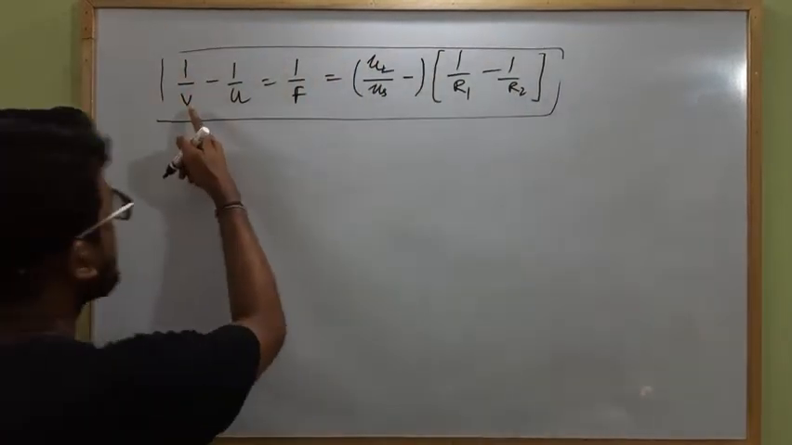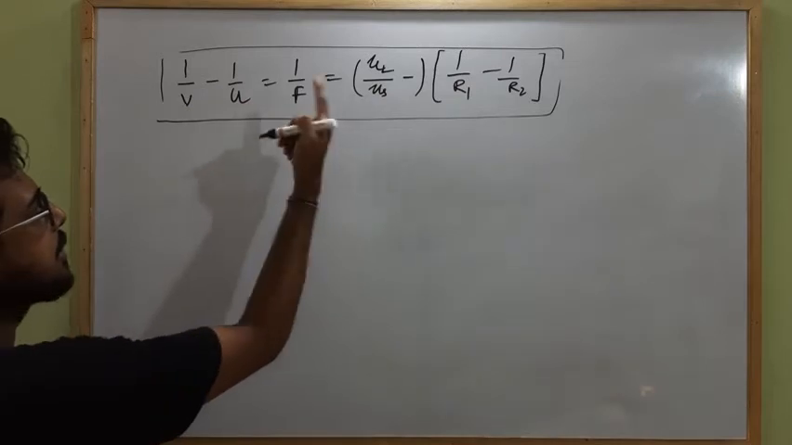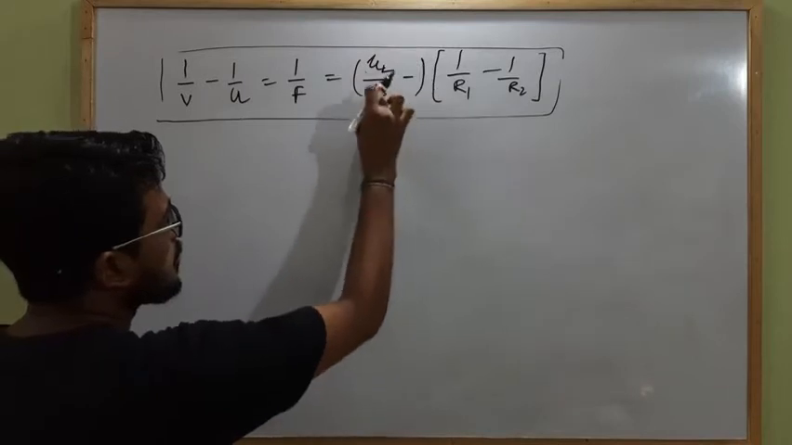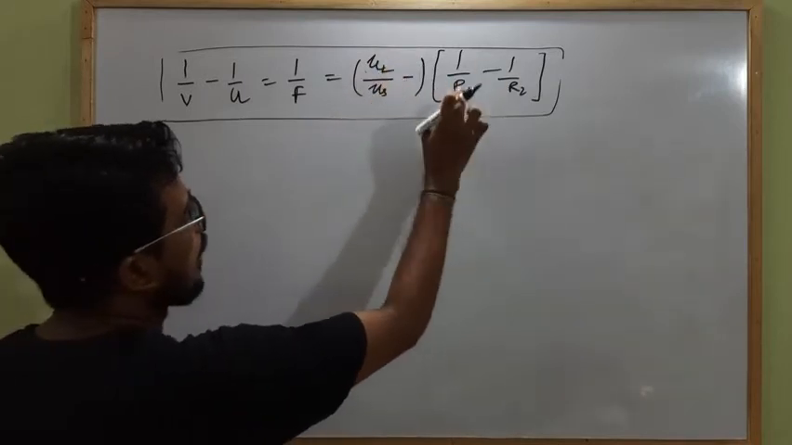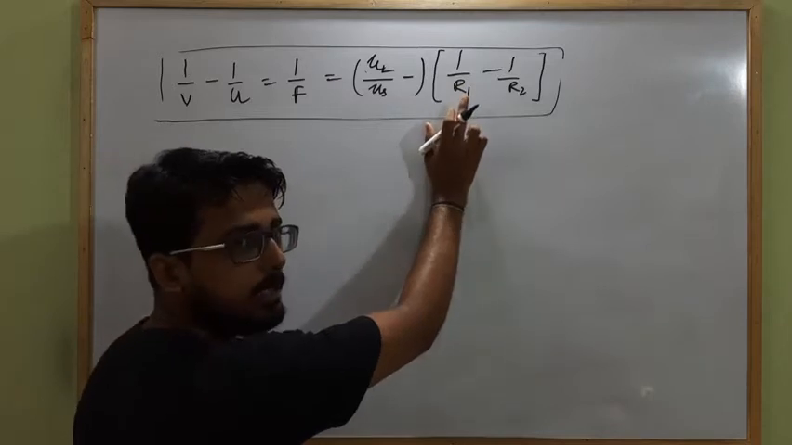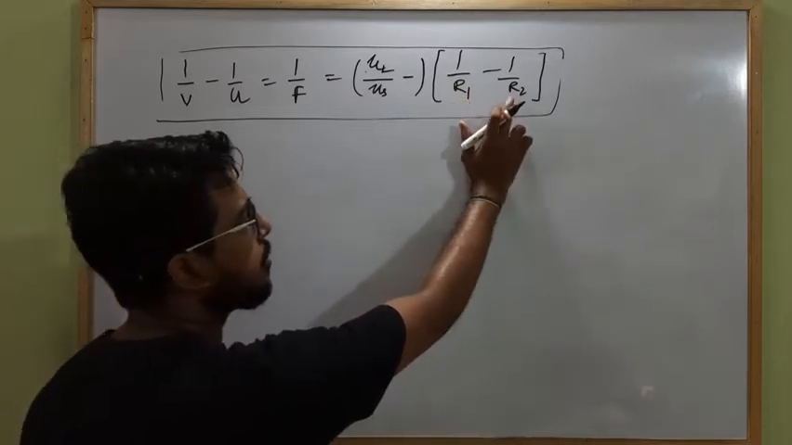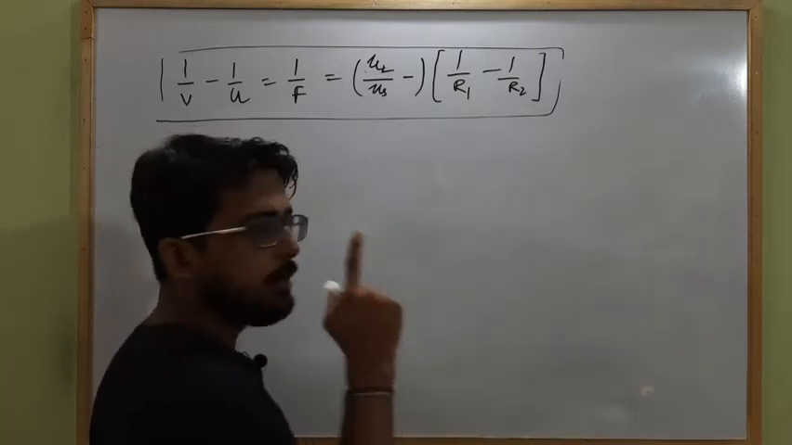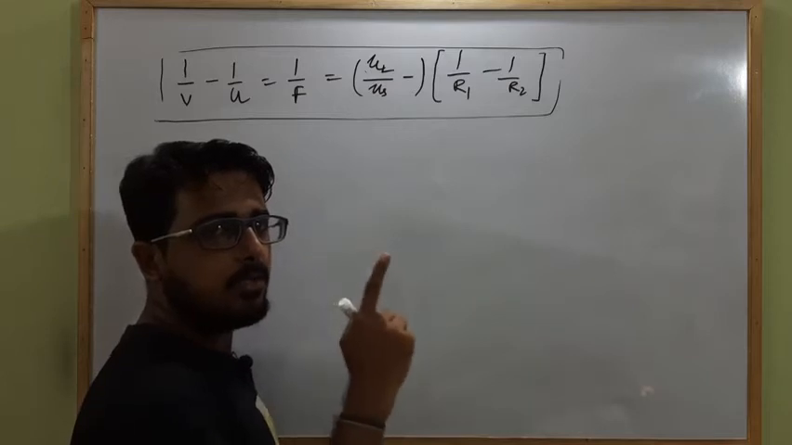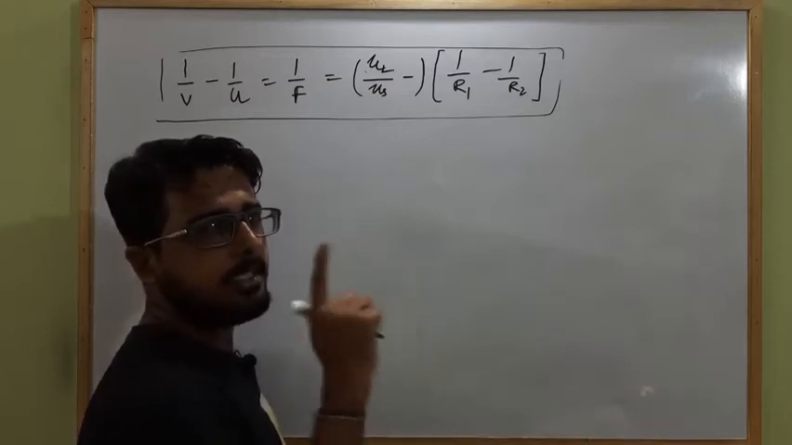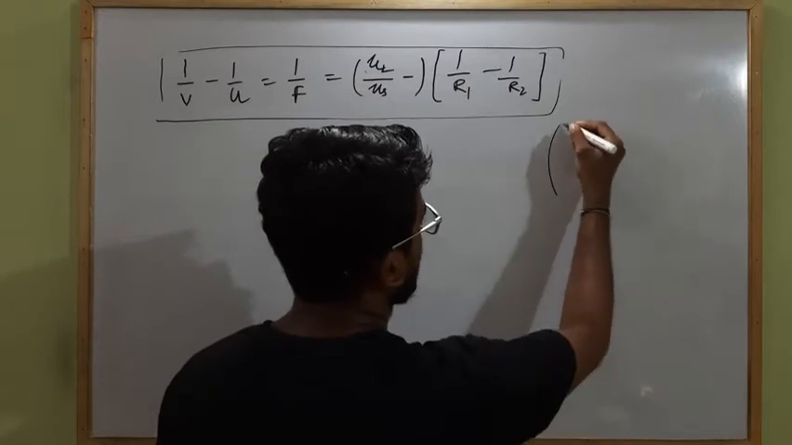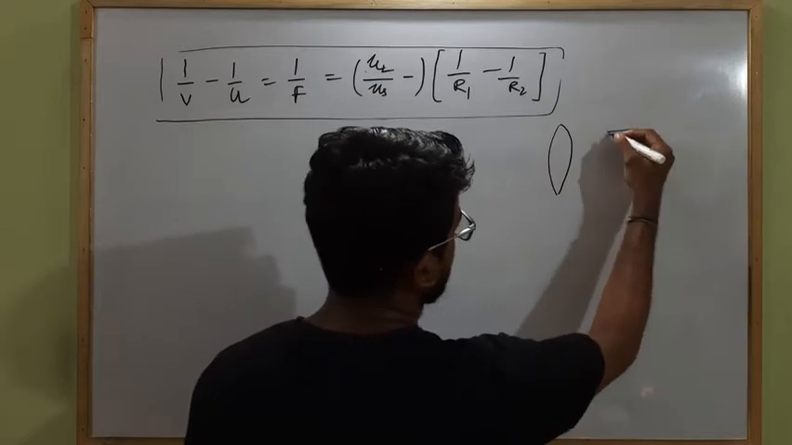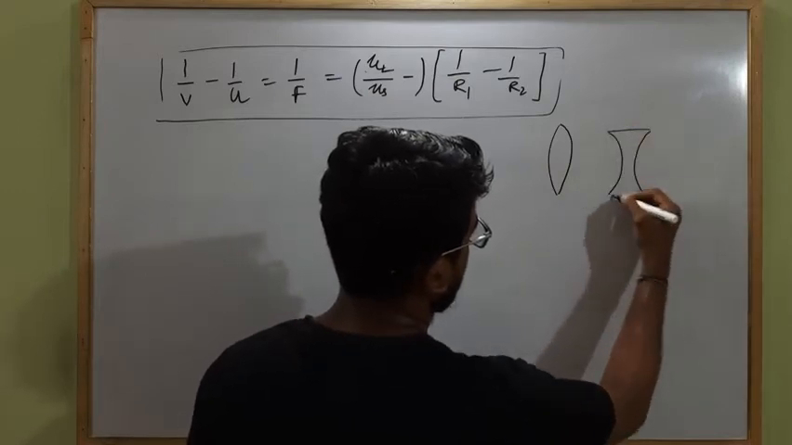So what is v? v is the image distance, u is the object distance, f is the focal length of the given lens. This is the refractive index of the lens medium, this is the refractive index of the surrounding. R1 is the radius of curvature of one spherical refracting surface and R2 is the radius of curvature of the second spherical refracting surface, because a lens is an optical instrument which has two refracting surfaces, either one of them must be spherical. So if two surfaces of the lens are spherical like this, it will be a convex lens. If the two surfaces are spherical like this, it will be a concave lens.